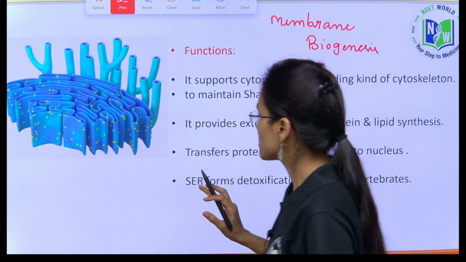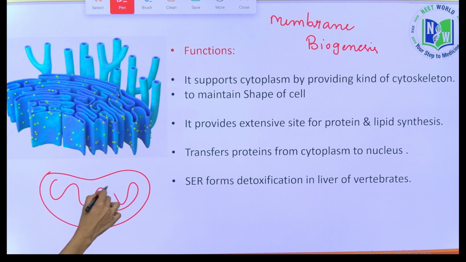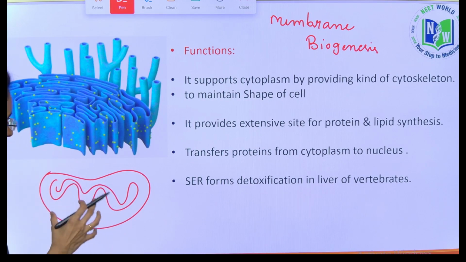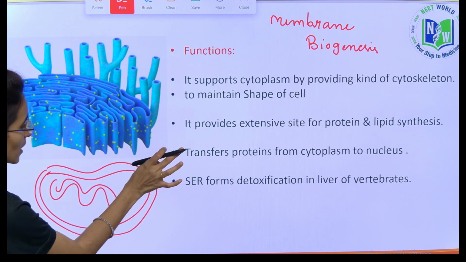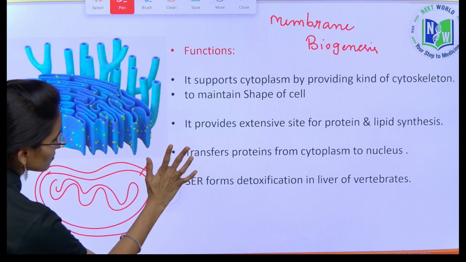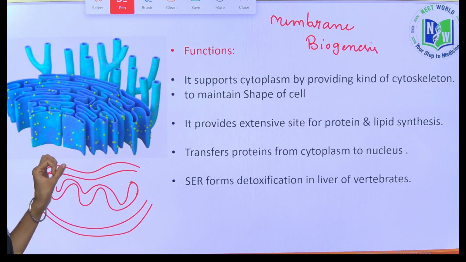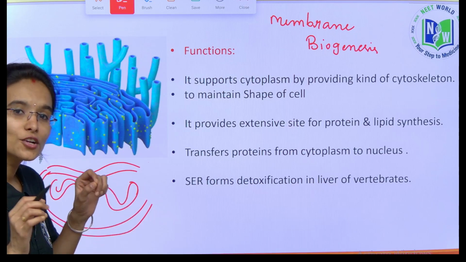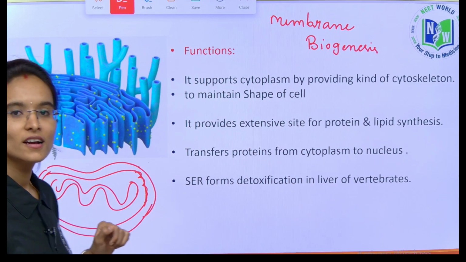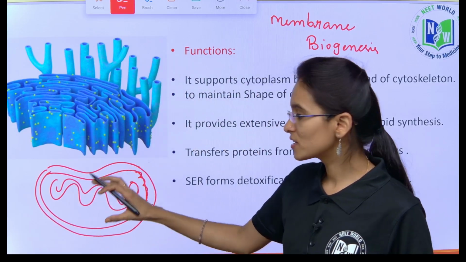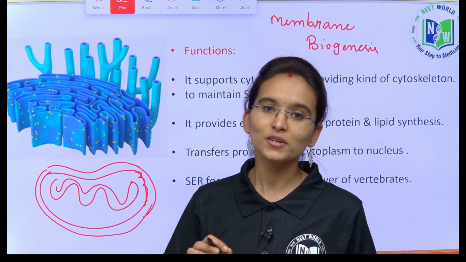It means, for example, see here, it is a mitochondria, which is a double membrane-bound cell organelle. If sometimes this membrane breaks, or any damage occurs to this membrane-bound cell organelle, at that time the endoplasmic reticulum will fill the space and repair the cell organelles. Clear, children? That is why it gives a proper shape to the cell by repairing cell organelles where damage occurs.